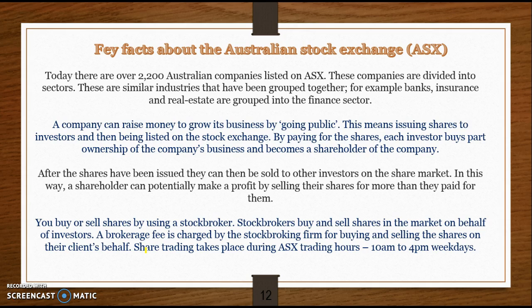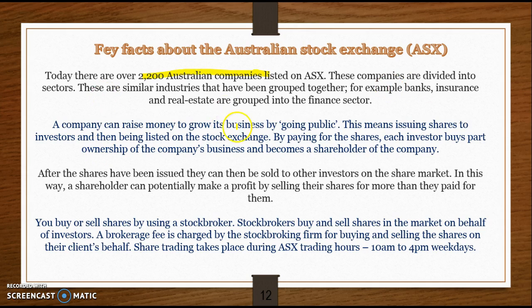Some other facts about the Australian Stock Exchange, and I apologise for having so much writing on this slide, but there are over 2,200 companies listed on the ASX. So there's 2,200 public companies that are listed on the Australian Stock Exchange. These companies are divided into different sectors, so you've got different companies within the banking sector and insurance and real estate and so on and so forth. You don't need to worry about that too much.